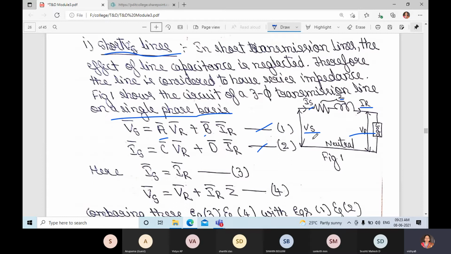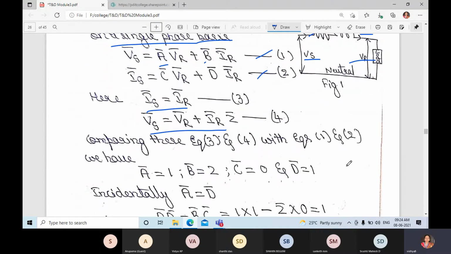So from the diagram we can say that Is is equal to Ir vector. Next, what can we write for Vs vector? Vs vector is equal to Vr plus Ir, or we can write Is, because Is equals Ir, into Z vector. This is the equation we have written by seeing the diagram, that is, this figure.